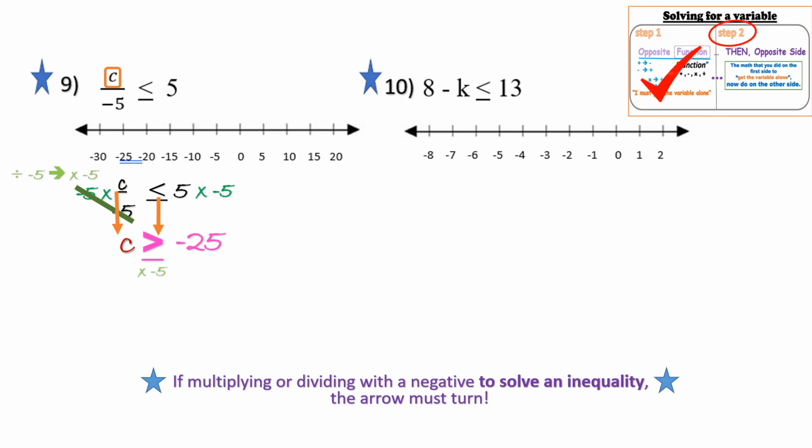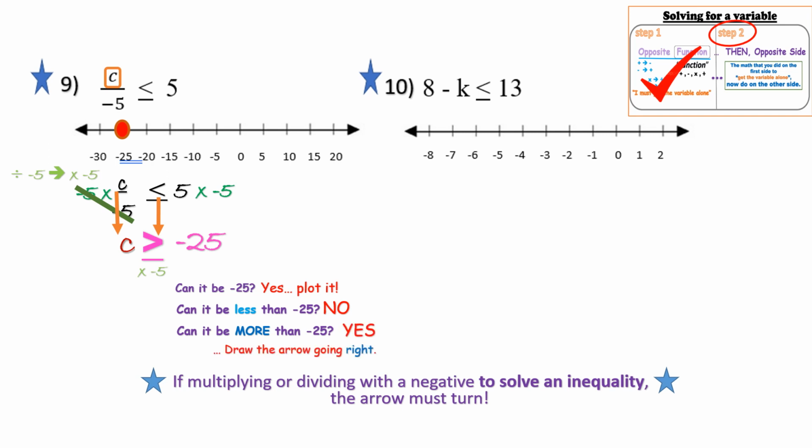So C, notice we flipped the arrow, so now it's saying C is greater than or equal to negative 25. Can it be negative 25? Yes, it can. So I know I'm going to plot it. Can it be less than negative 25? Well, no, because now that the arrow has changed, the arrow is pointing to the negative 25, which is the smallest that we can go. So now with the arrow change, the bigger part of the arrow is faced towards my variable, so I know that C has to be more than negative 25. So I'm going to draw my arrow from the negative 25 plotting all the way over to the right.